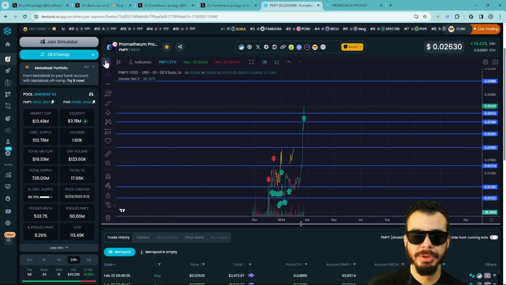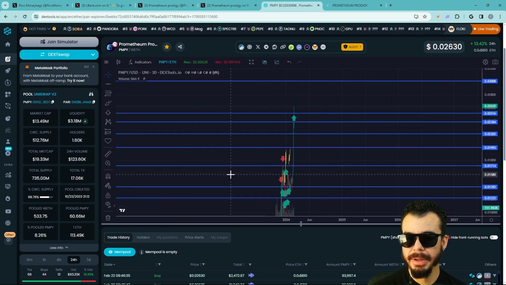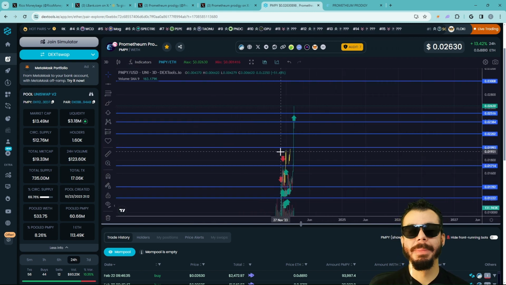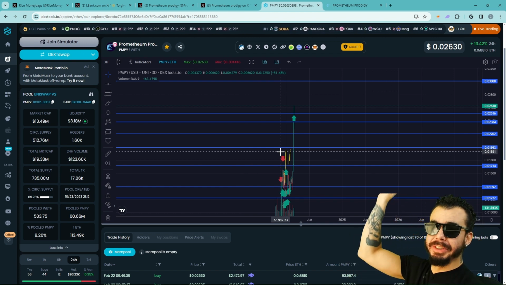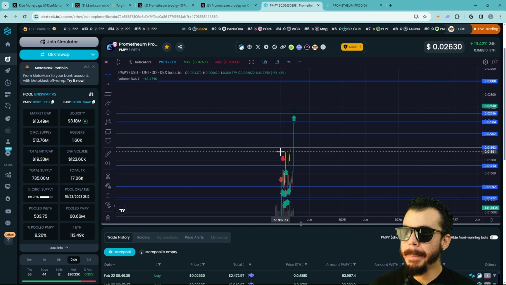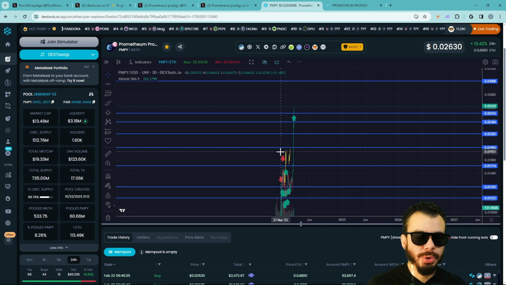Zoom out, baby. Let's just have fun. Let's go on the 3-day chart. What? It's almost so vertical. It's about to tip backwards and go straight up. So PMPY, our next target's 3 cents in the short term. That's what people are going to want to hear, those who are looking in the short term.